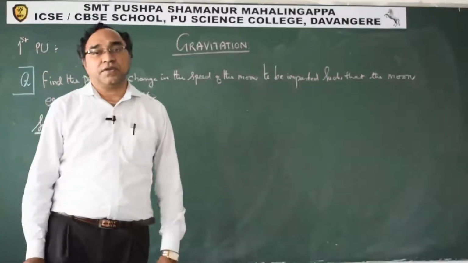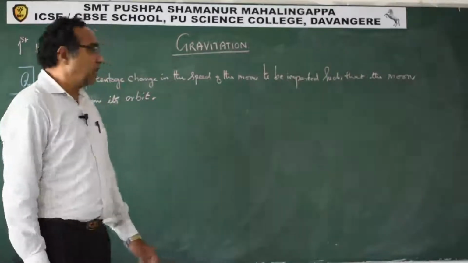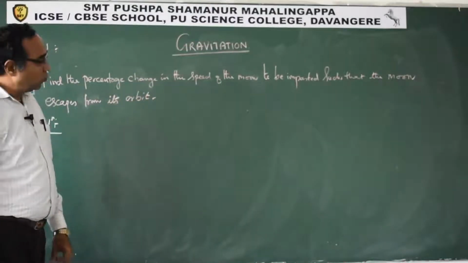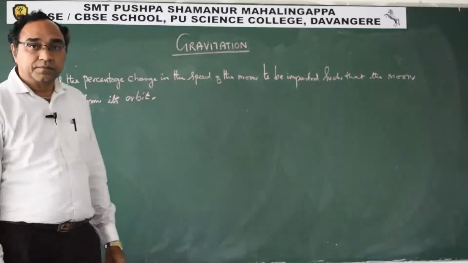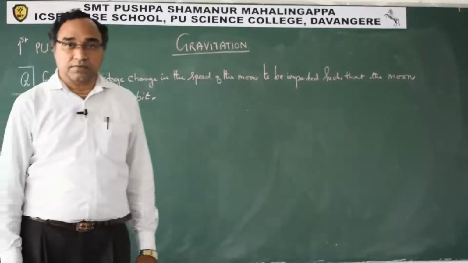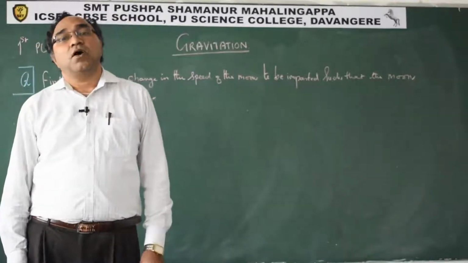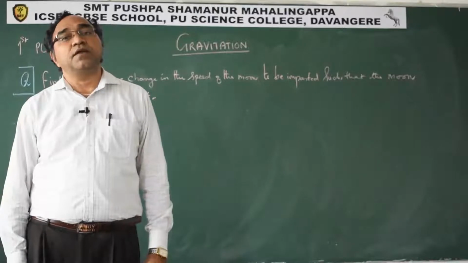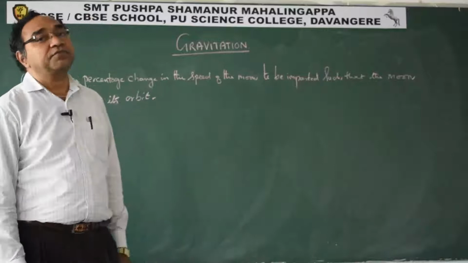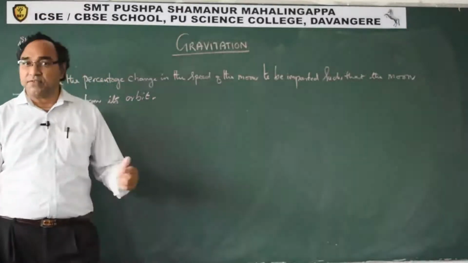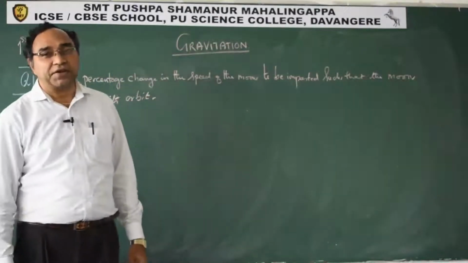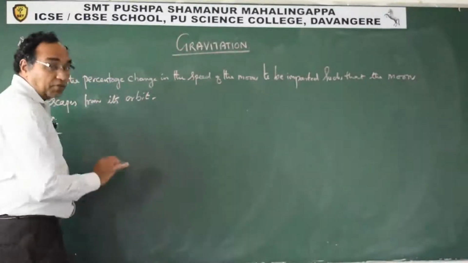Well students, let us take one question. This is conceptual. Find the percentage change in the speed of the moon to be imparted such that the moon escapes from its orbit. The question is, how much percentage change in the speed of the moon should be given so that it will no longer be a satellite to Earth? It is a natural satellite, so it will break away from the gravitational pull of Earth. That is what is required.